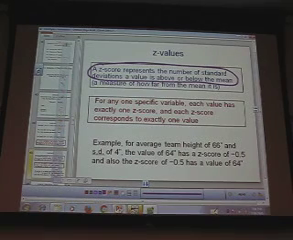Please note, for any one specific variable, each value has exactly one z-score, and each z-score corresponds to exactly one value. Example: for an average team height of 66 inches and standard deviation of 4 inches, the value of 64 inches has a z-score of negative 0.5, and also the z-score of negative 0.5 has a value of 64 inches. Right, so those are the same, they represent the same spot, the same thing.